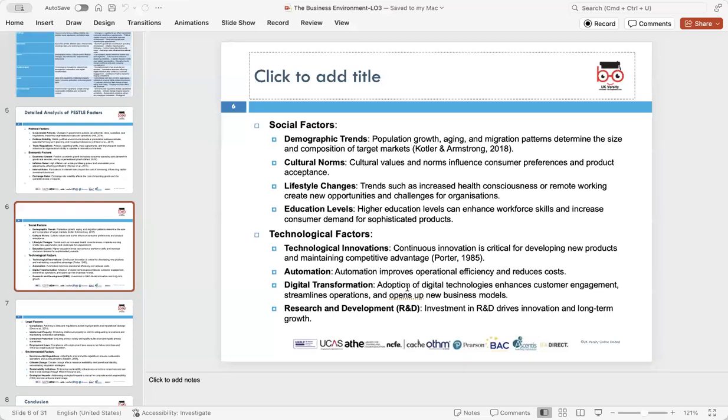Research and development. Investment in research and development involves dedicating resources to innovate and improve products and services. Research and development drives long-term growth by fostering innovation. Companies that invest heavily in research and development are more likely to introduce breakthrough products and stay ahead of the competition. For example, pharmaceutical companies rely on research and development to develop new medications and treatments.